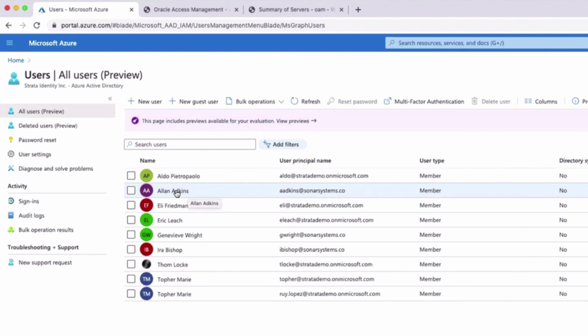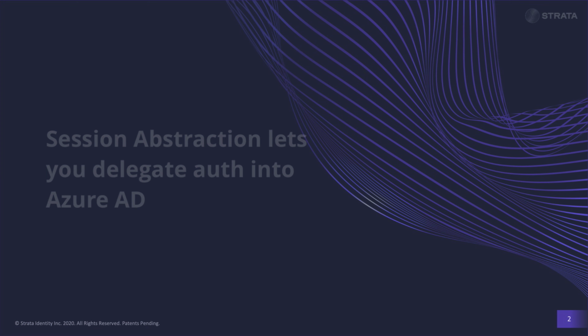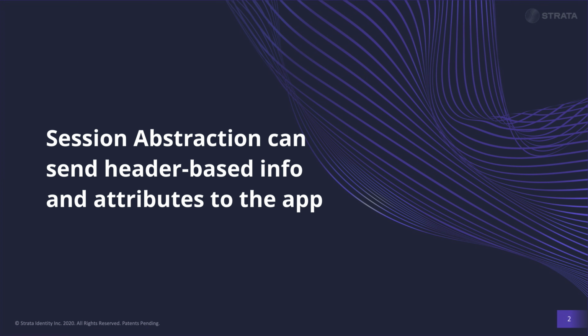Now that I've migrated the user to Azure AD, we'll show Maverics' session abstraction. Session abstraction is what allows you to delegate the authentication into Azure AD. In essence, it lets you authenticate through Maverics and then have that session pass to your app using what's known as last mile integration. Session abstraction can also send header-based information and attributes to the application.